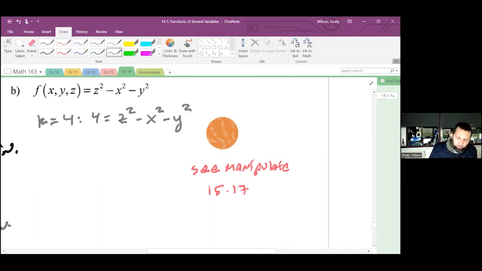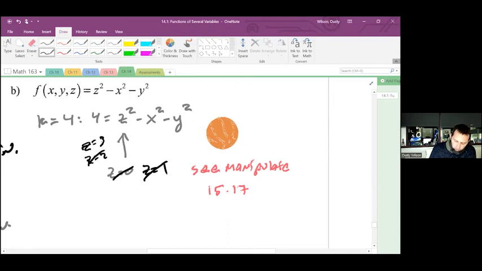What I notice here is that if z was 0, then I would have 4 equals negative x squared minus y squared. That can't happen, so z equals 0 doesn't work. How about z equals 1? In this case, I'd have 4 equals 1 minus x squared minus y squared, or moving the 1 across, 3 equals a negative. That can't work. Well, I think you can probably see that z equals 2 would work, because if z equals 2, I'd have 4 equals 4. Okay, that could work. And z equals 3 could work as well.